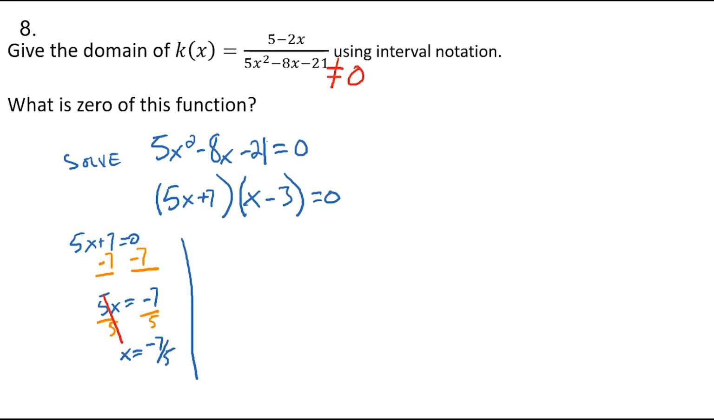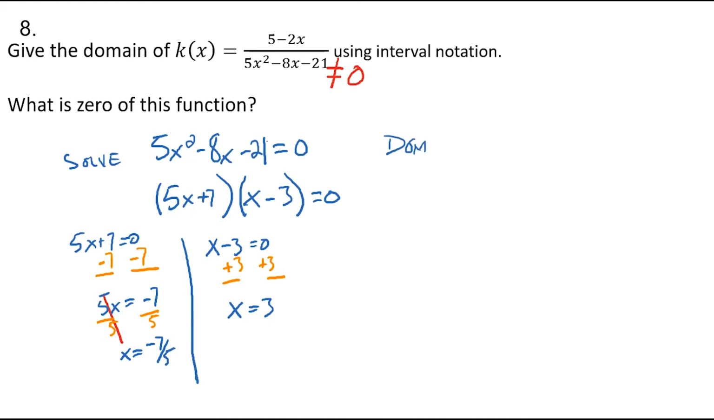So we'll do the same thing again over here where x minus 3 is equal to 0. Then we'll add 3 to both sides, and we end up with x is equal to positive 3. So here are our critical points, if you will. And so our domain, let's go ahead and write this here.